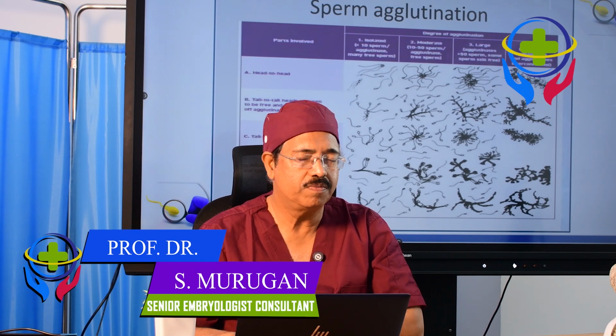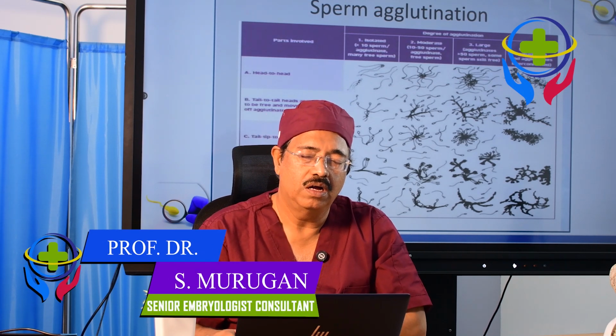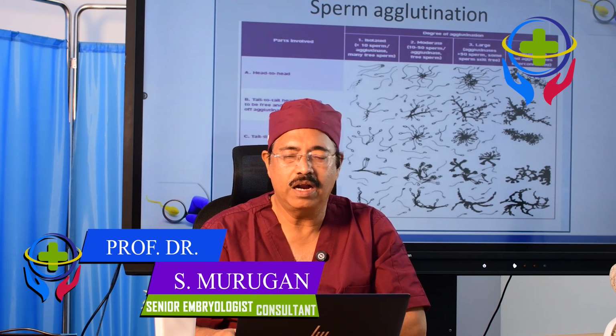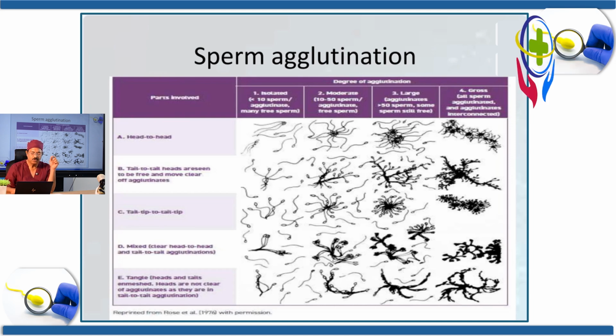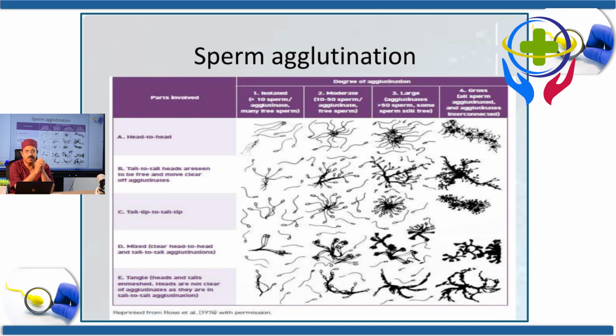In addition to sperm motility and morphology, we have to very carefully observe whether there is any agglutination present in the semen samples. So, if you see a clump of sperm present in the semen sample, then we have to note it very clearly in the semen analysis report.